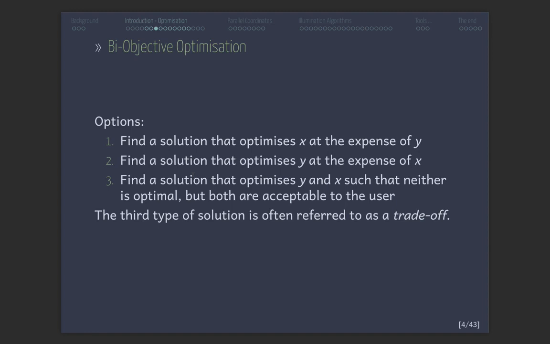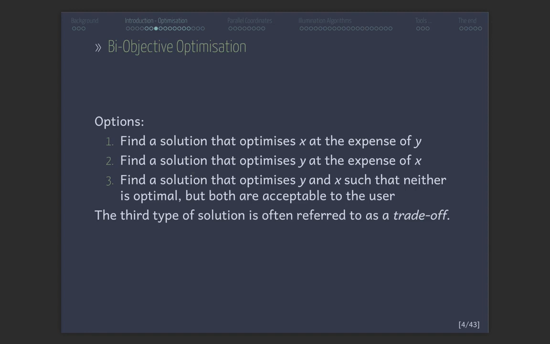So we have options. We can find a solution that optimizes X at the expense of Y. It basically optimizes on cost or emissions. We can find a solution that optimizes Y at the expense of X. Or we can find a solution that optimizes Y and X so that neither is optimal, but both are acceptable to the user. This is referred to as a trade-off.